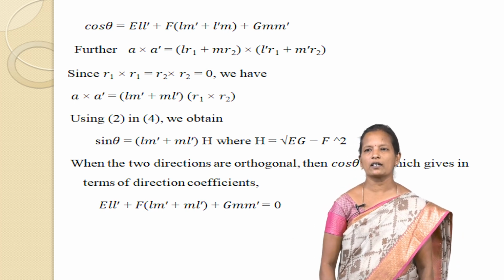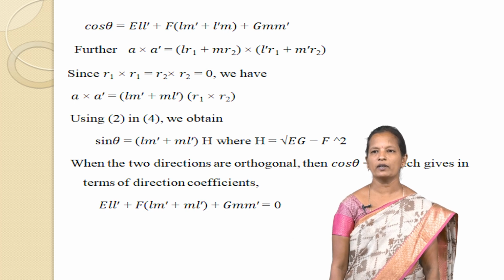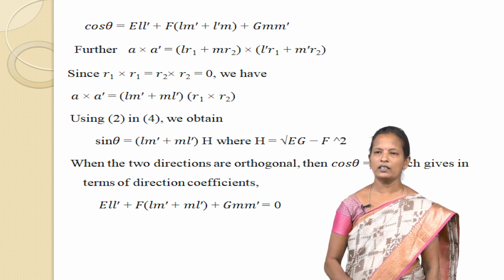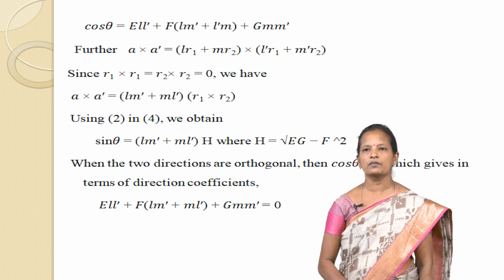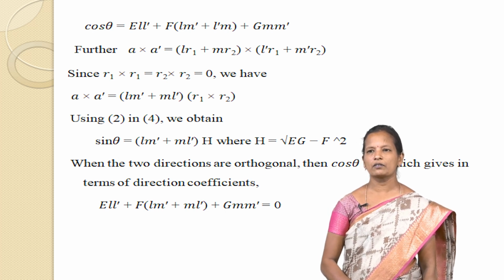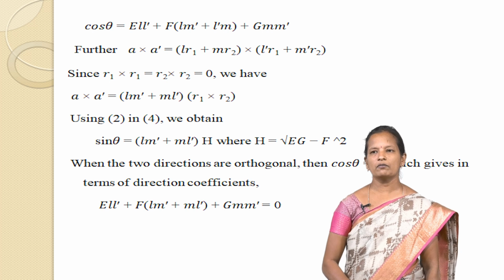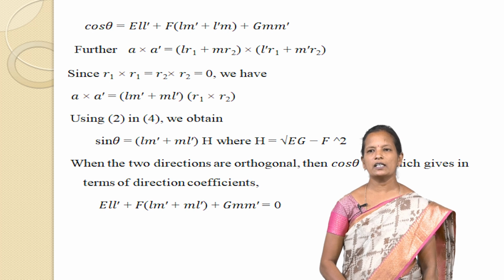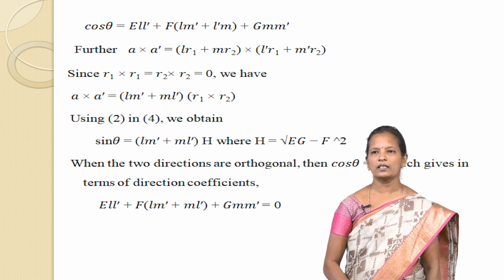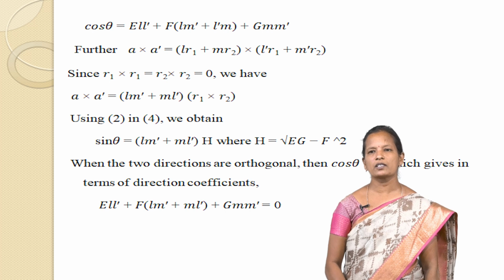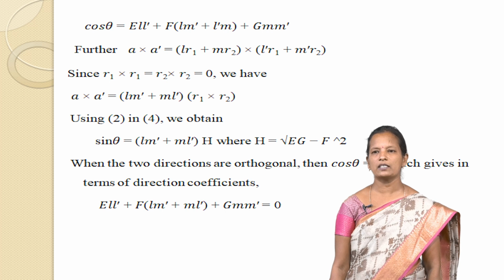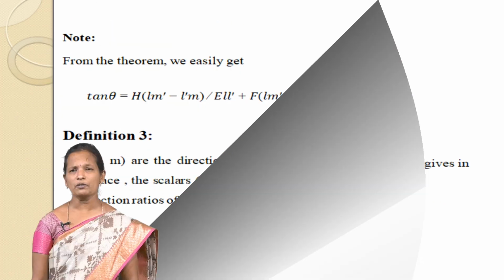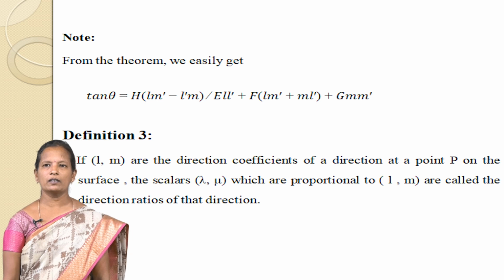When the two directions are orthogonal, then cos theta is equal to 0. You know well, when the two directions are orthogonal, then the cos theta value becomes 0, which gives the terms of the direction coefficients. So cos theta equal to 0 means E L L dash plus F into L m dash plus L dash m plus G m m dash, the whole term tends to 0. So E L L dash plus F into L m dash plus L dash m plus G m m dash is equal to 0. This is an important result from this theorem, which we discussed in the first theorem, isn't it?